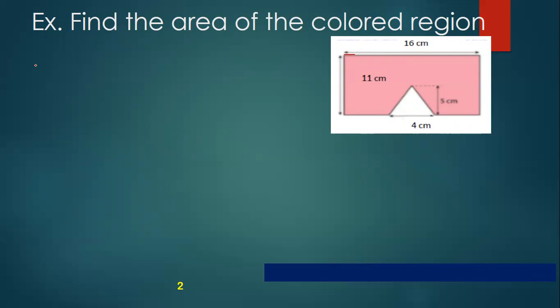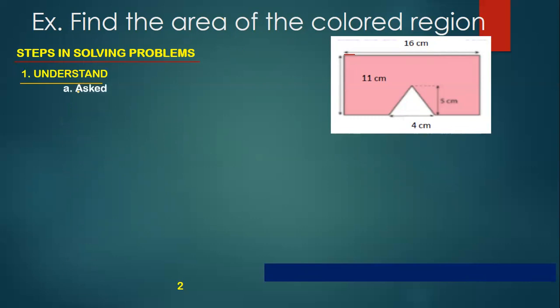In finding the area of composite figures using problem-solving strategies, ito ang gagawin natin. First, these are the steps in solving problems. The first thing that you're going to do to solve the problem is you have to understand the problem. Siyempre, intindihin niyo muna kung anong problem, para malaman niyo kung paano isosolve. In understanding the problem, you have to know what is asked. Alamin ko anong tinatanong. And what is asked in this particular problem is the area of the colored region. Hahanapin natin ang area nitong colored na to.